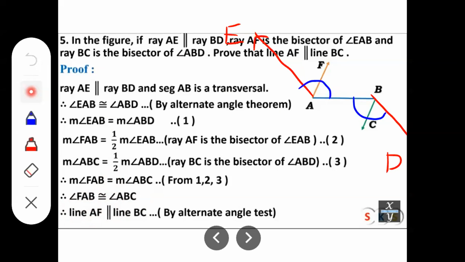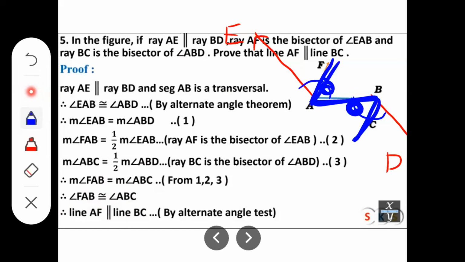Now see here, where is FAB? This angle FAB, and ABC, this one, right? So as the angles are equal, now observe carefully.